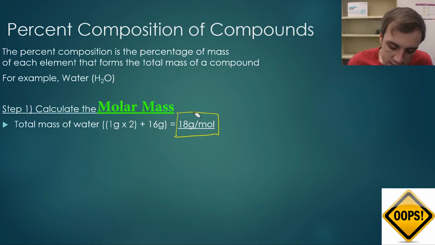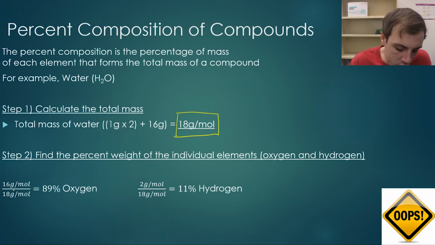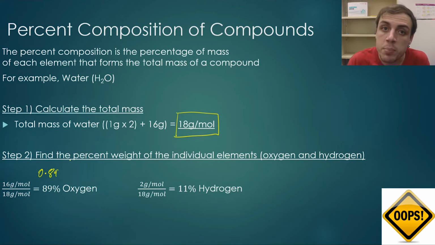Now, that doesn't answer our question, because we're looking for the percentage. So the next thing we do is find the percent mass of each individual element. First of all, oxygen. Oxygen weighs 16 grams, so we go 16 grams per mole divided by 18 grams per mole, which is the total mass of water. And we will get 89%, or it will be 0.89, which you multiply by 100 to give it to you in percentage.